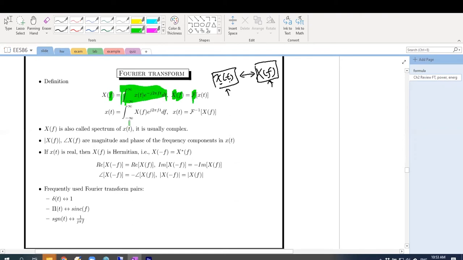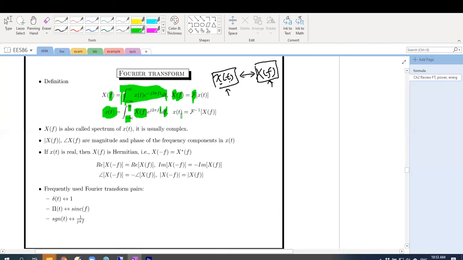The inverse Fourier transform transforms from the frequency domain back into the time domain. We know the Fourier transform is X of f. We multiply by the complex exponential e to the power j 2 pi f t, and do the integral over f, the frequency, from minus infinity to infinity. We obtain the function of time, that is x of t.